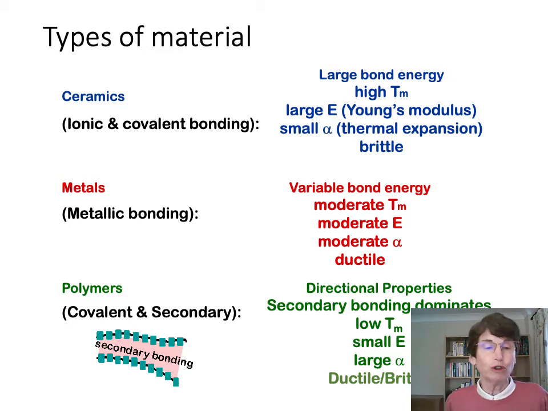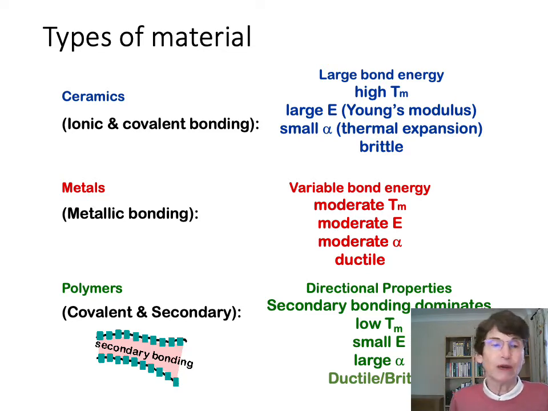Polymers have a mixture of two types of bonds. Within the molecule, there are covalent bonds. Between the molecules, there are secondary, weaker bonds, such as van der Waals or hydrogen bonding. So they tend to have lower melting points. They're not as stiff. They can be ductile and they can be brittle. And whether they're ductile or brittle will depend on the proportion of the covalent bonding in the material. If they're very heavily covalent bonded, you will get a brittle polymer.